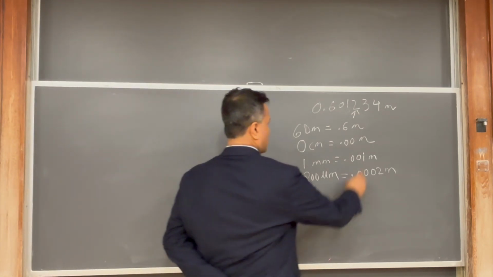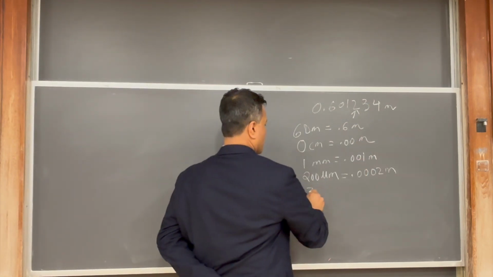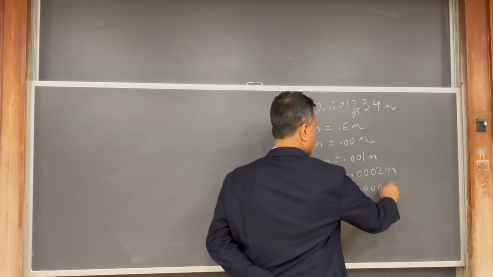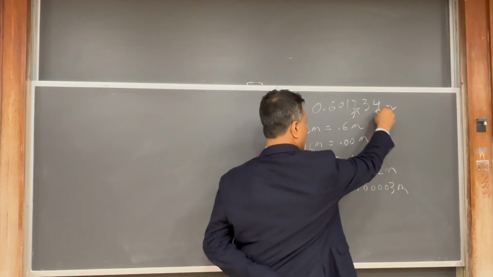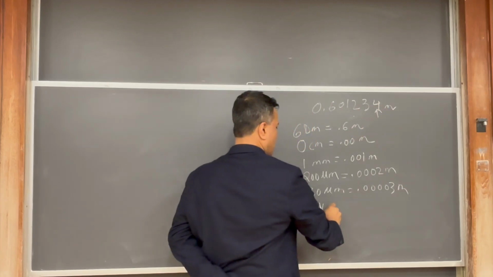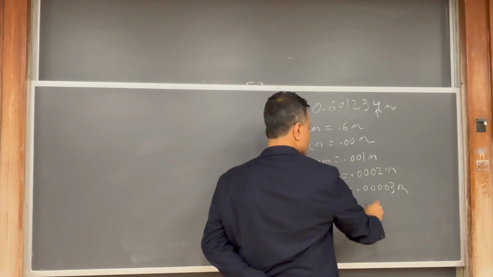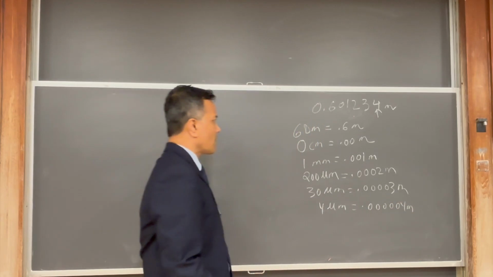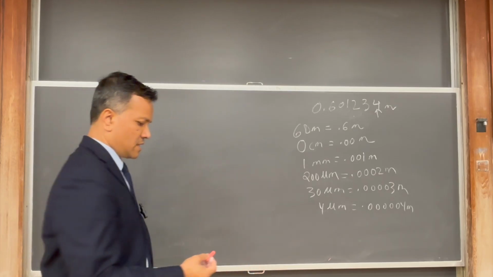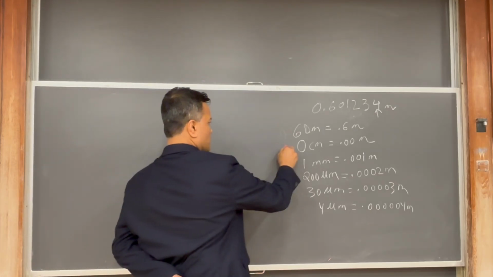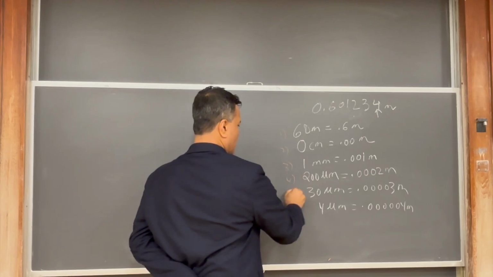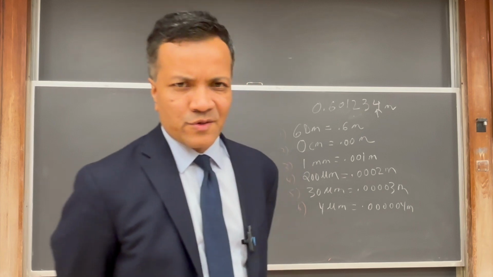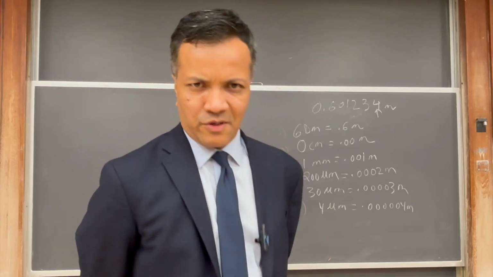Now you're going to write 30 micrometer, which is equal to 0.00003 meters. Finally, the last one, 4 micrometer is equal to 0.000004 meters. Now, which measurement? How many measurements are there? 1, 2, 3, 4, 5, 6. All measurements wouldn't be done by the same student.